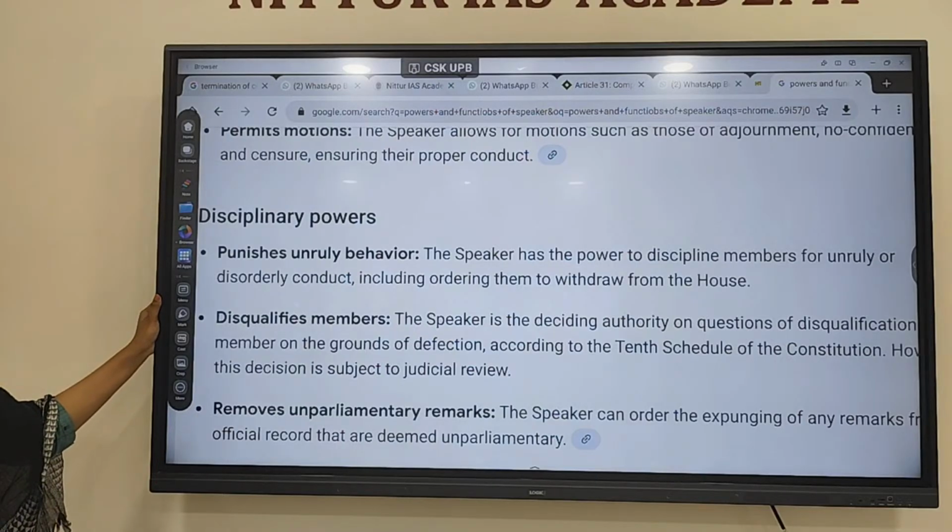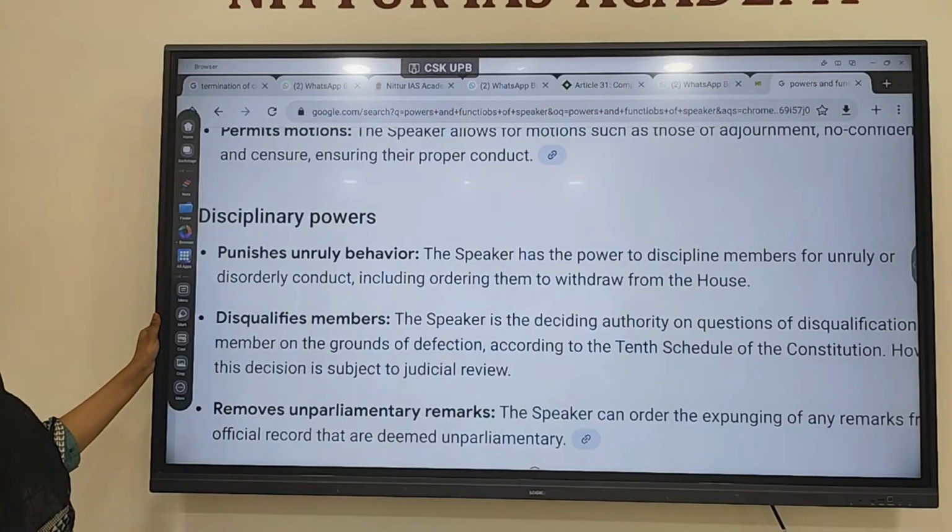The speaker is the deciding authority on the question of disqualification of members on the grounds of defection, under the anti-defection law, Tenth Schedule. Whether they have made a mistake or not, who will decide? The speaker will decide. Okay, one party to another party, MLAs or MPs keep jumping. Who will totally decide that and give punishment? The speaker.